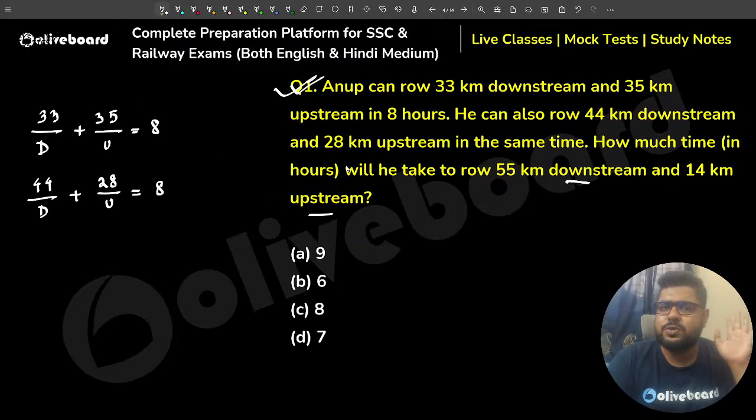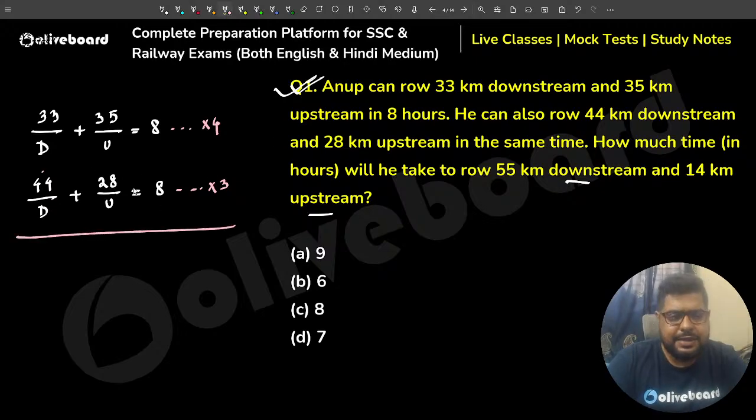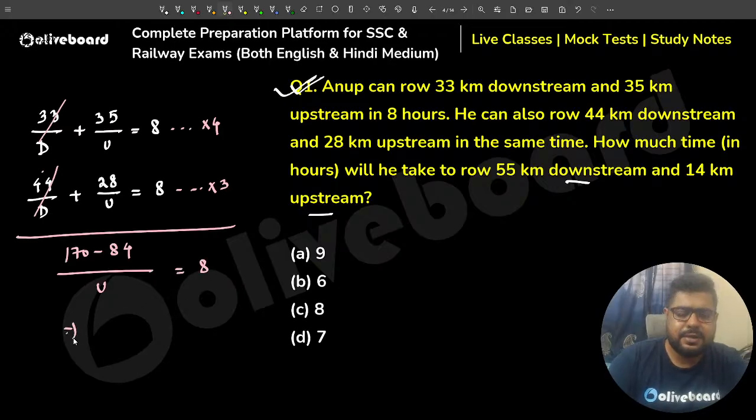I'll solve these two. So to solve it, sir, I'll multiply this by 4 and I'll multiply this by 3. Why? Because I want 44 into 3, 33 into 4, both are same. And if I subtract, this will cancel. So 35 into 4, 170 minus 28 into 3, 84 by U is equal to 8 into 4 minus 8 into 3 is 8, sir. So this is going to be how much? 16 and 70, 86 by U is 8.